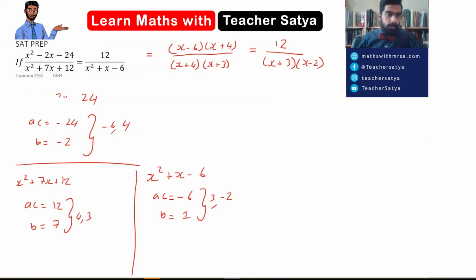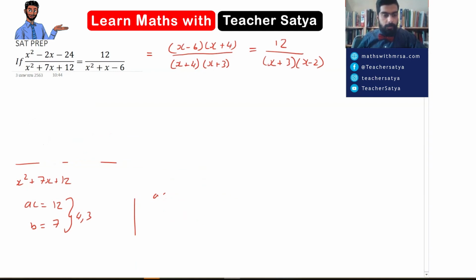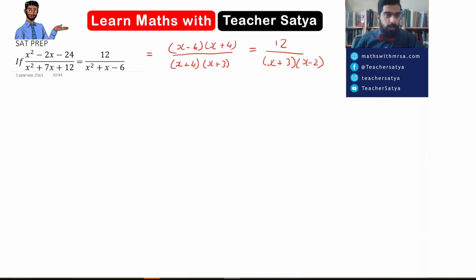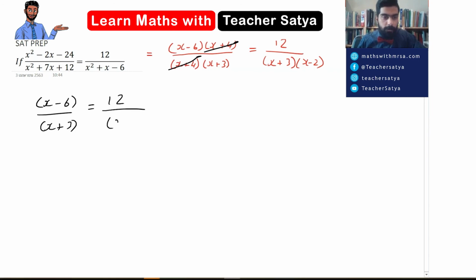let us rub this all out now, and let's write the equations again, and let us solve for it. Now if you can see on the top here, x plus 4 and x plus 4 can simplify. So what we have here is x minus 6 over x plus 3 is equal to 12 over x plus 3 times x minus 2. Right guys, this is the equation that we have.